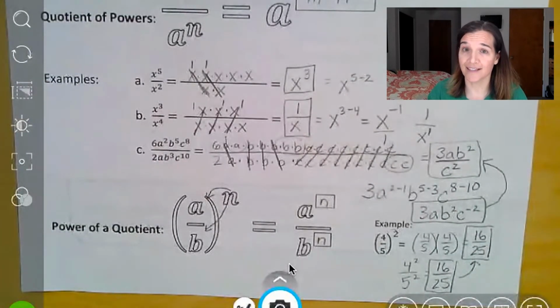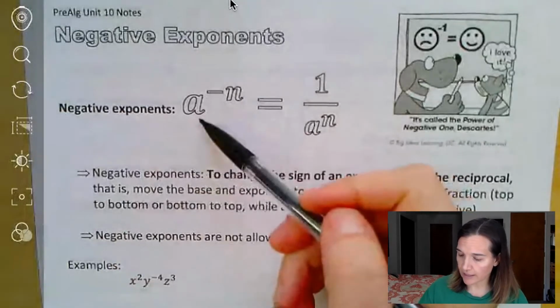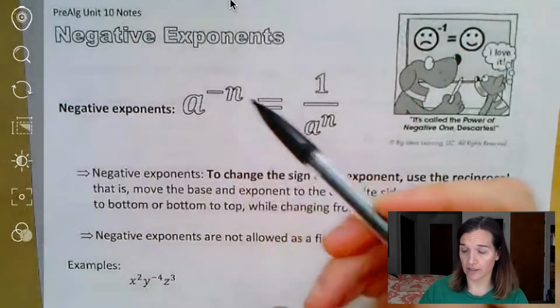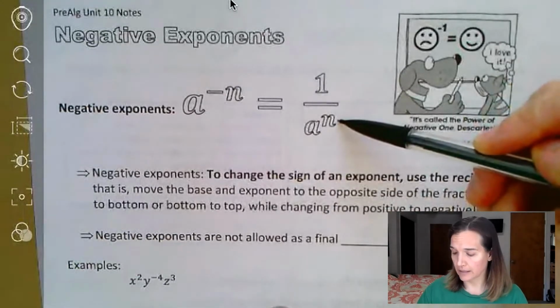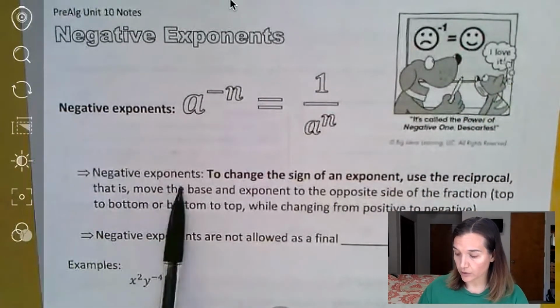All right, this is the end of division rules of exponents. Woo, this is a long video. So we move on to the negative exponent rule, and this is it. Negative exponents, a to the negative nth power is the same thing as 1 over a to the nth power. And so here's our rule.